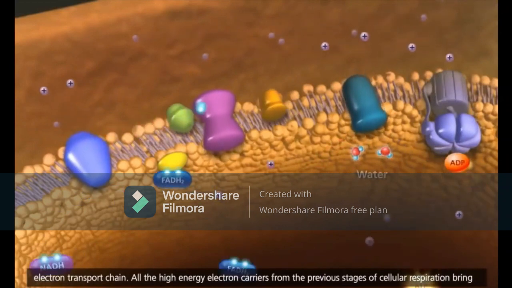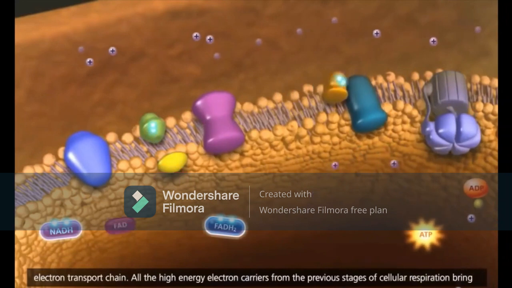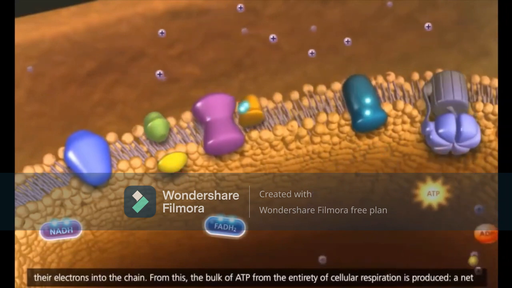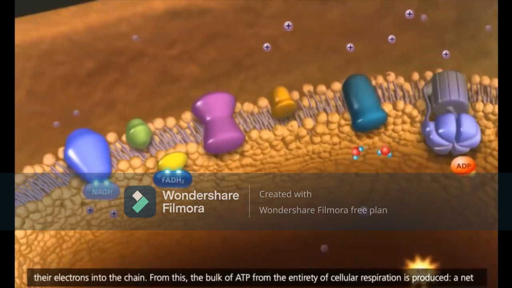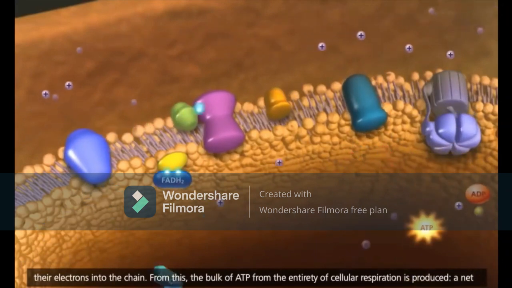All the high-energy electron carriers from the previous stages of cellular respiration bring their electrons into the chain. From this, the bulk of ATP from the entirety of cellular respiration is produced.